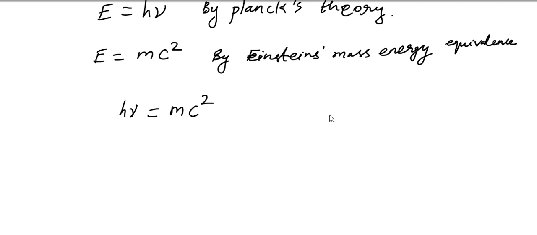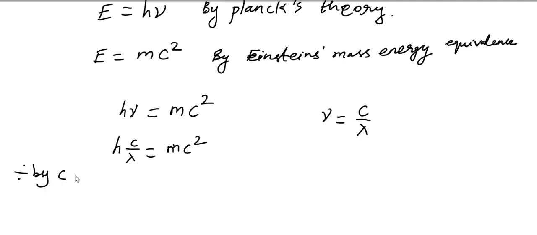ஸோ இப்போ நம்ம நியூக்கான ஃபார்முலா தெரியும். Frequency is equal to velocity of light or velocity of the particle divided by wavelength of the particle, lambda. So lambda is the wavelength, c is the velocity of light and nu is the frequency. So h into c by lambda is equal to mc square. So divide by c on both sides.